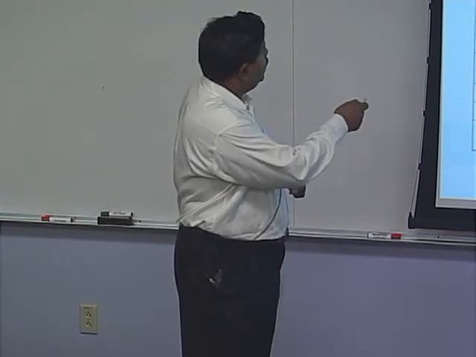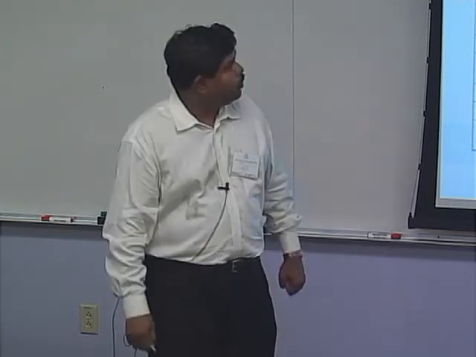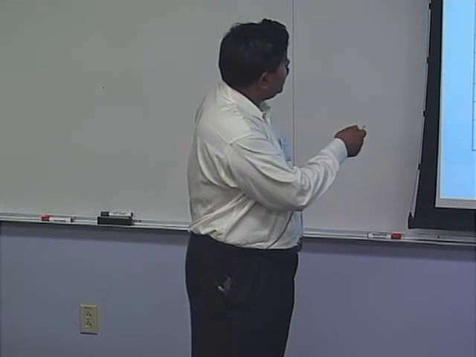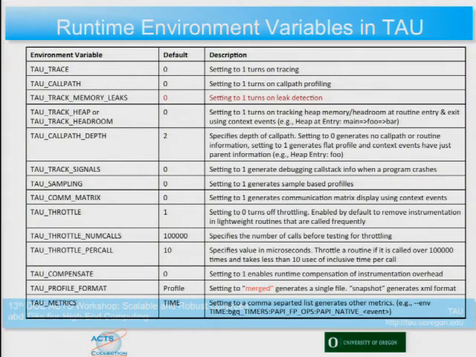You can say tau call path equals 1 and it turns on call path profiling. You can say tau track memory leaks equals 1. And then it will tell you where allocations were done, but deallocations did not occur. You have to run it with some tau exec tool to completely replace the malloc and free calls everywhere in the program with these counterparts, but you can do that.